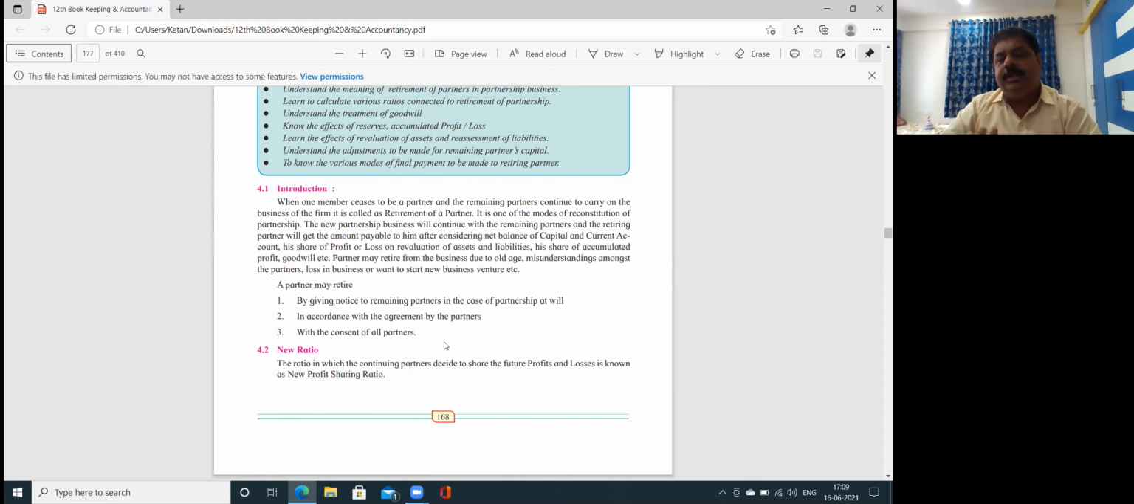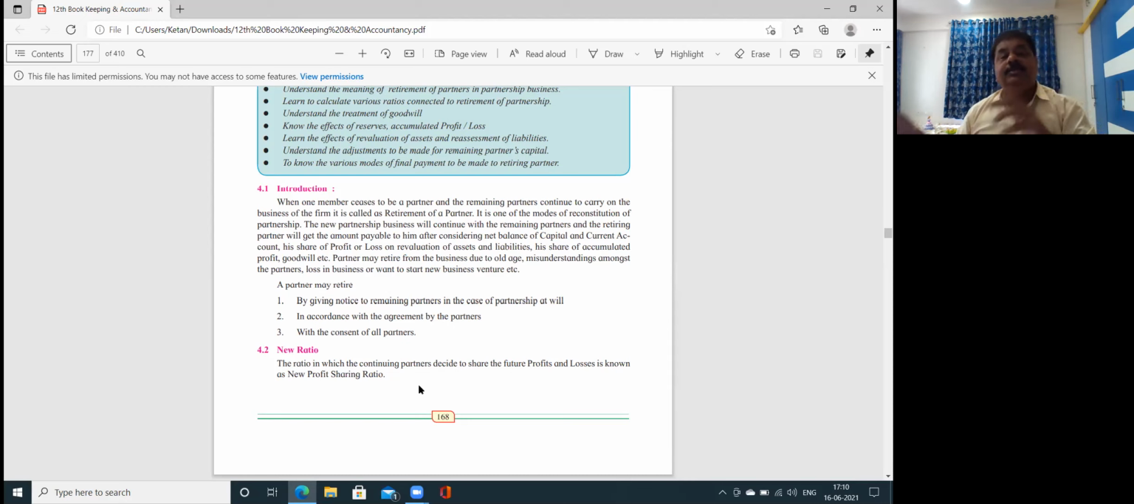Who can give the notice? What should be the period of the notice? 14 days or 21 days? Should it be given to partners only or should it be given to the public also? All this has to be done. So whenever you learn mercantile law and the partnership act, you will definitely remember my words. Now, new ratio means what here?